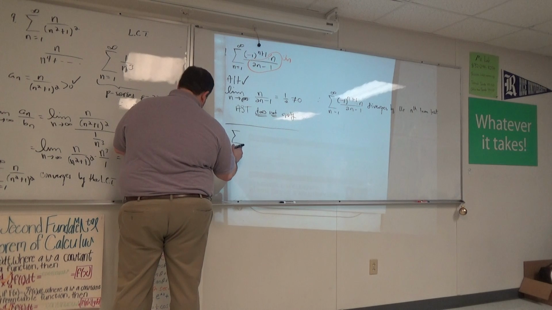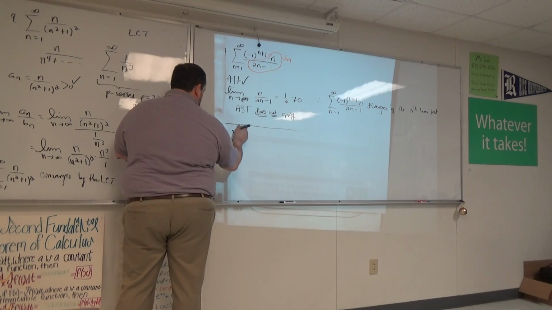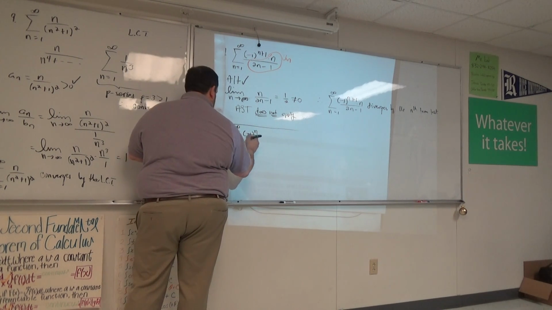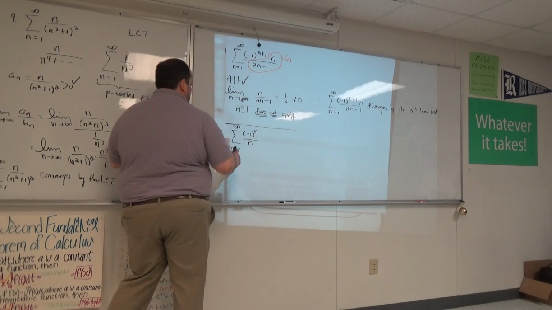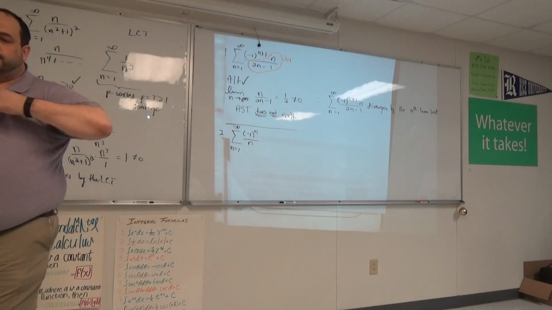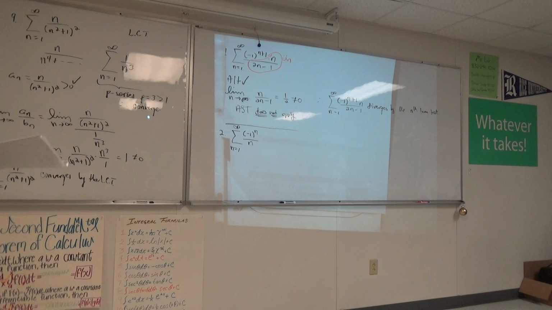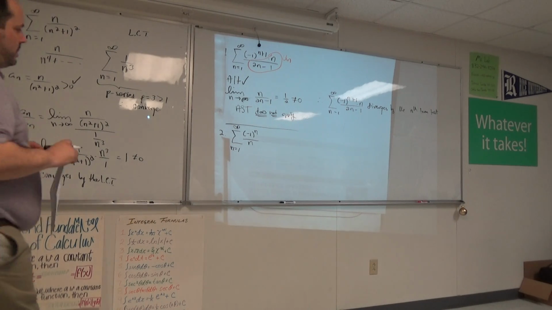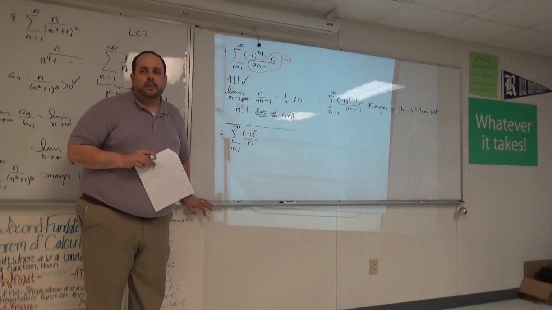All right, try this one. The series goes from 1 to infinity, (-1)^n over n. Can we say that a sub n is 1 over n? Yeah.